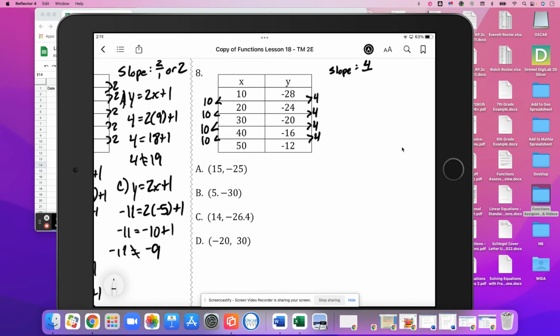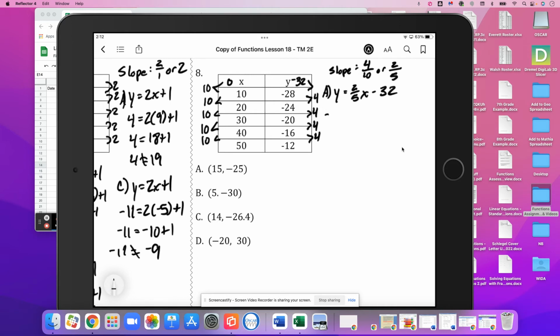So our slope is 4/10, or 2 over 5. Now our y-intercept, if we were to come back 10 over here to get to 0, we'd have to come down 4 over here, we get negative 32. So our equation is going to be y equals 2/5 x minus 32.